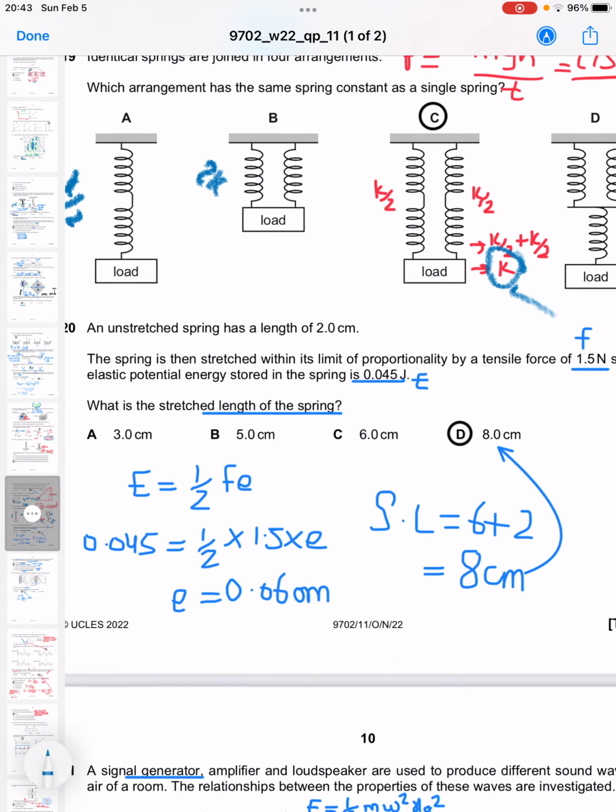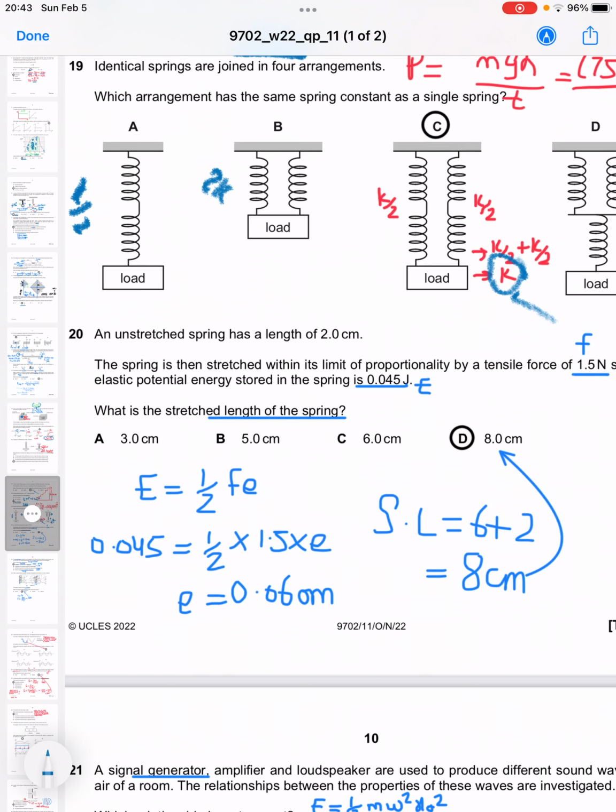Question number 20 says that what is the stretched length of the spring? The unstretched length of the spring is 2 centimeter, and a force of 1.5 Newton is being added, and the tensile elastic potential energy, strain energy is 0.045. So from E equals half Fe, we can find the extension, which is 0.06 meters, and which is basically 6 centimeters. So the stretched length of the spring is 6 plus 2 original length, which is 8 centimeter.